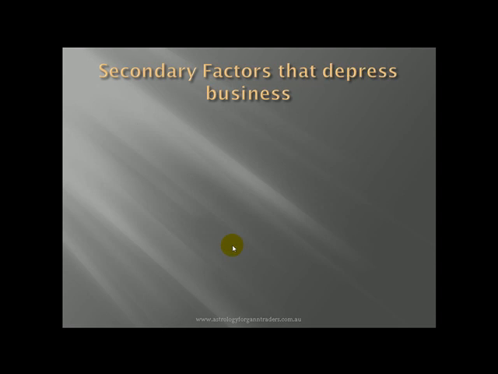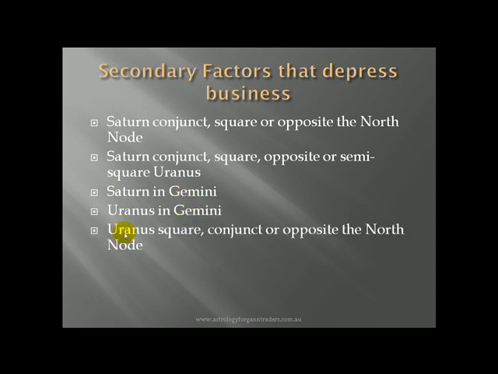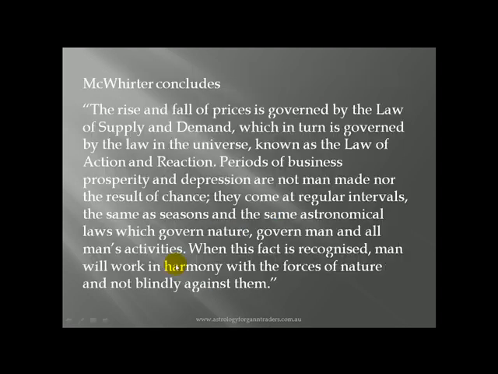On the opposite side, the secondary factors that depress business are Saturn conjunct, square or opposite the North Node; Saturn conjunct, square, opposite or semi-square Uranus; Saturn in Gemini; Uranus in Gemini; Uranus square, conjunct or opposite the North Node; and unfavourable aspects to Pluto.